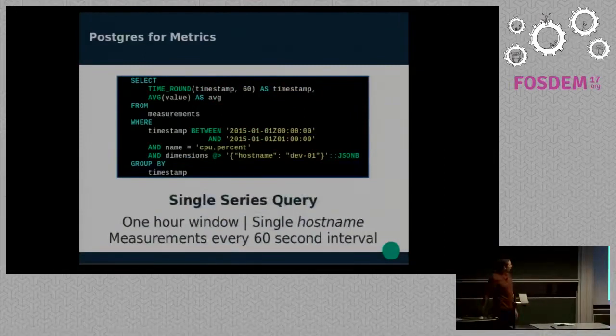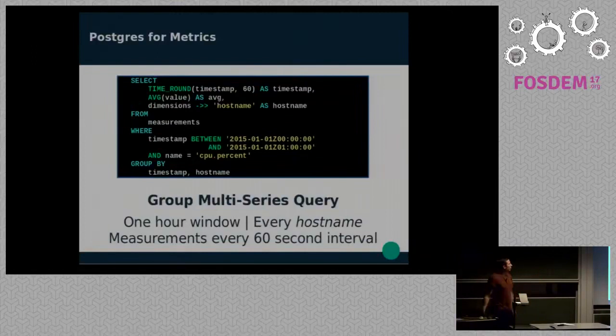This is a query we might run to get a single series out of the system. I've got a function there that rounds a timestamp to the nearest number of seconds you pass it. There's not a Postgres built-in, but it's very easy to write. You can find examples of it all over the place. We often want to say, give me all the values between this particular time range for this series. And we might also want to say, make sure it matches these dimensions. So we get that single series of CPU time for host dev01.